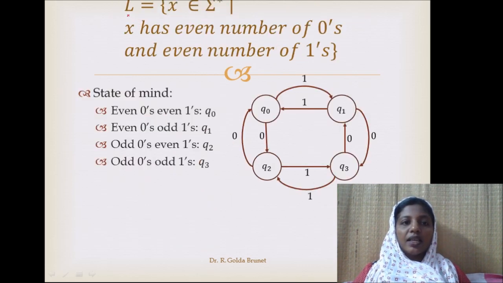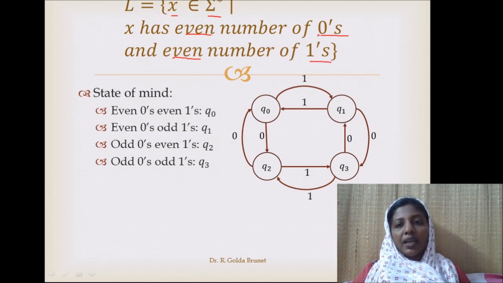Let's consider another example, which is a language L, whose members are the set of X's that belong to sigma star, where sigma is binary 0 and 1, such that X has an even number of zeros and an even number of ones. So instead of simply tracking zeros, we now track ones as well.